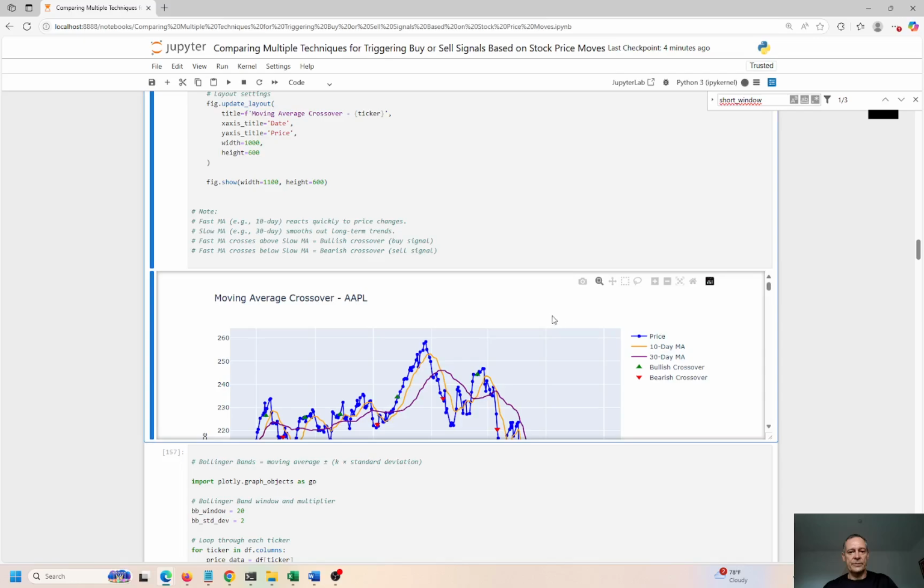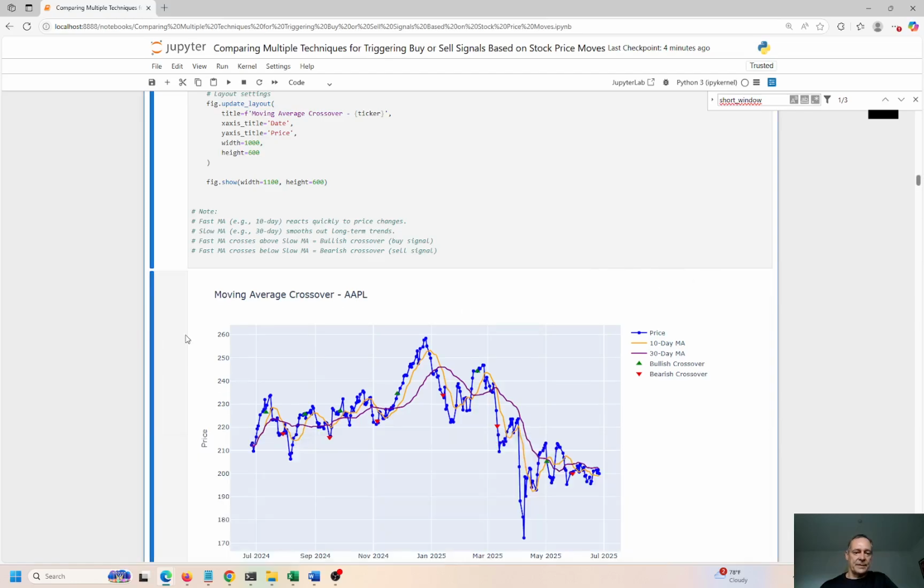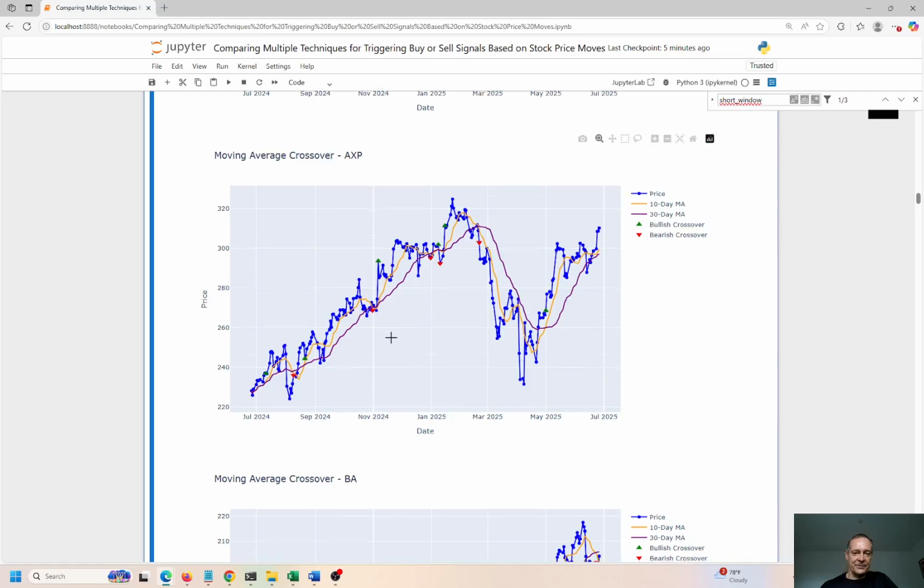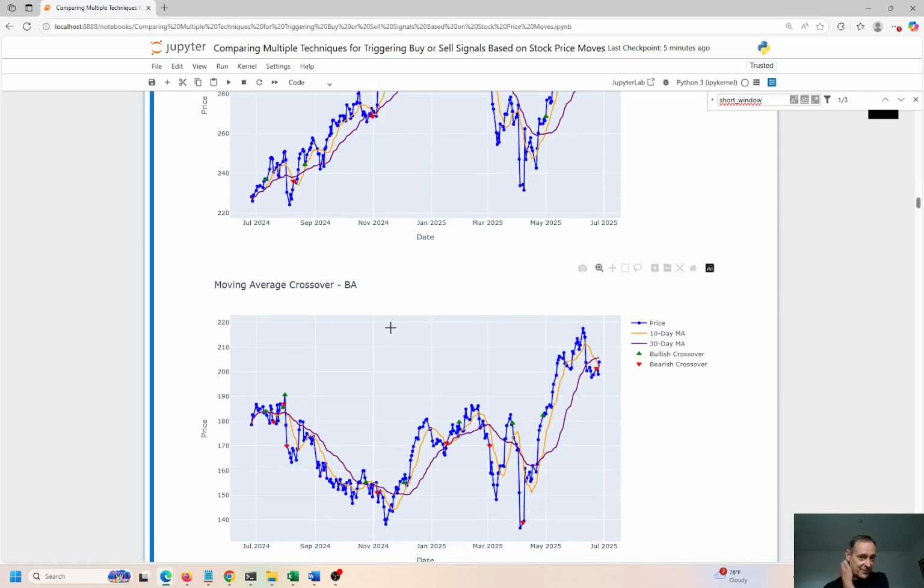So just rebuilding the charts. I zoomed in. I probably shouldn't. My computer is a little bit kind of tired at this point. I've been using this thing for several years. Probably due for an upgrade soon.